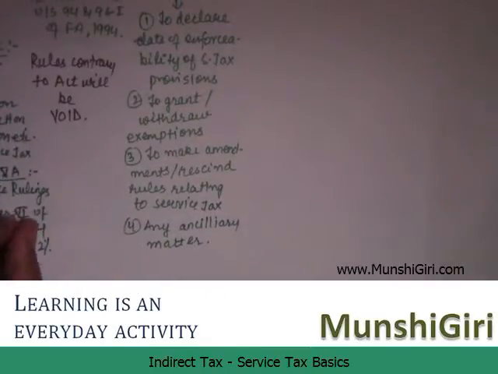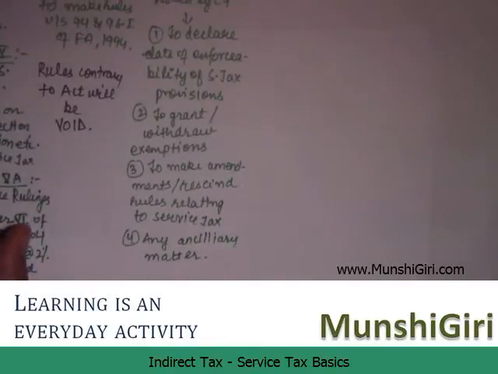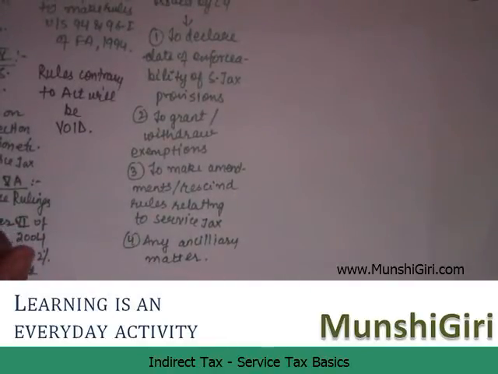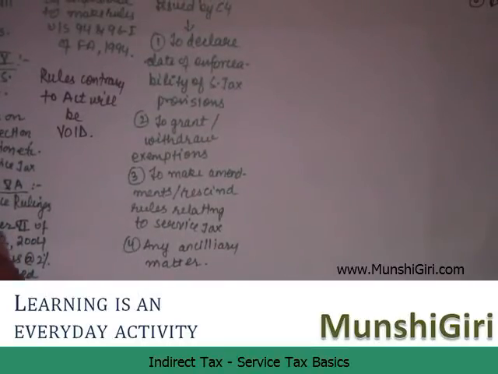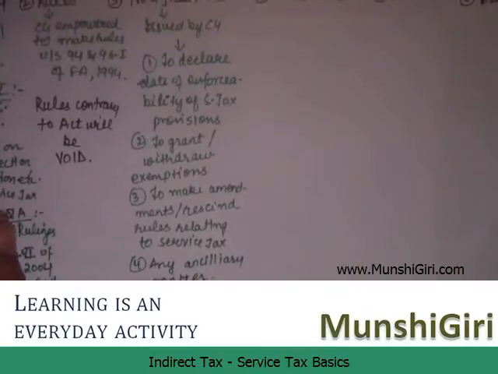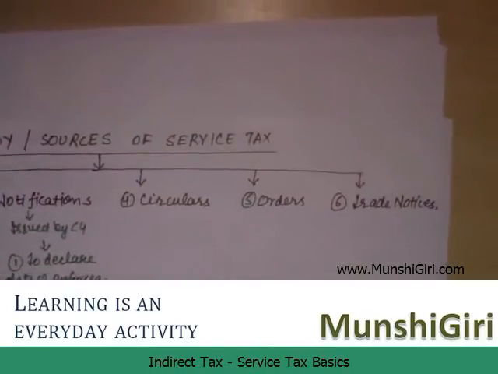Now we have two sources of notification. First is Chapter 5 of Finance Act 1994 under Section 93 and 94, and another source is Chapter 5A, that is about advance rulings, and that is Section 96I.